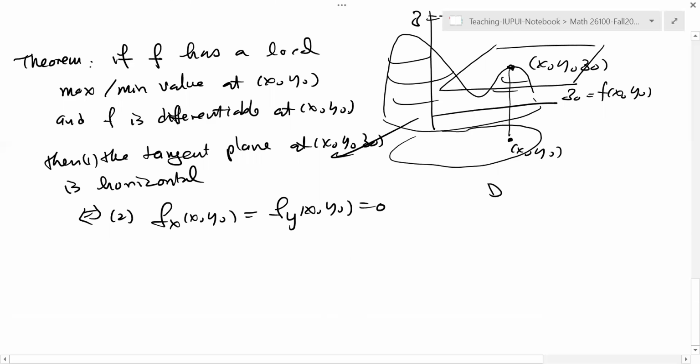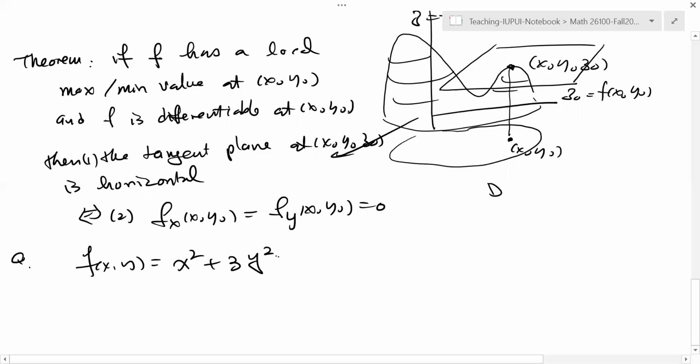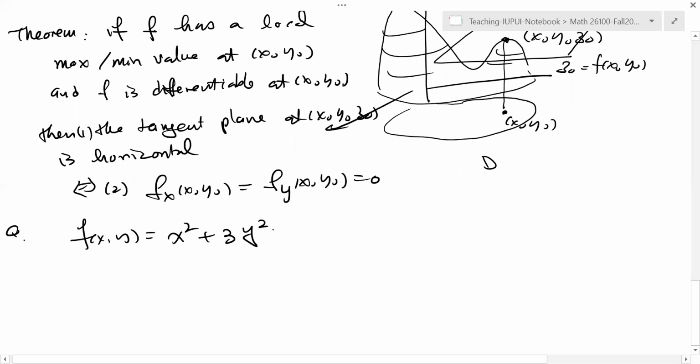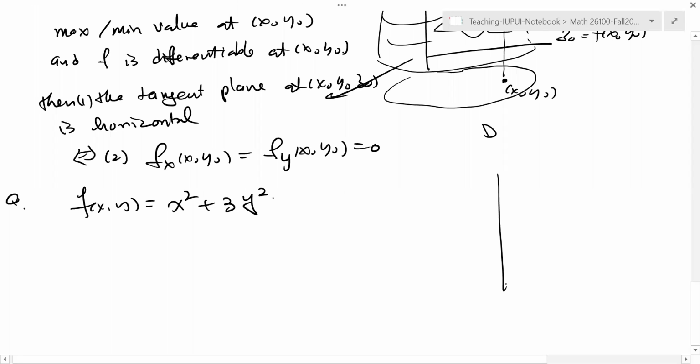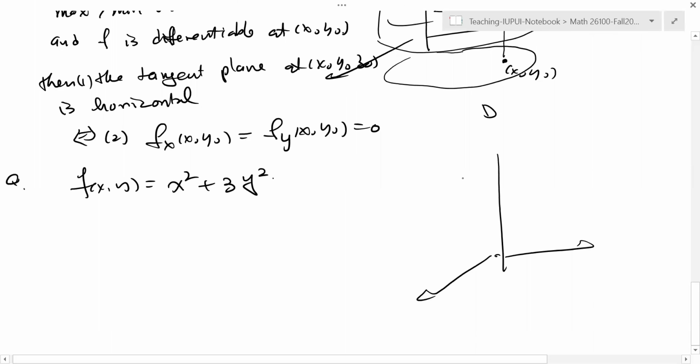Let's take a look at an example. A good example here is f(x, y) equals x squared plus 3y squared. If you draw the graph, how does the graph look like? The graph looks like that. If you're able to draw the graph, you probably already know the result. So the graph looks like that.